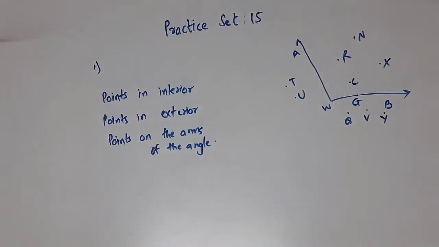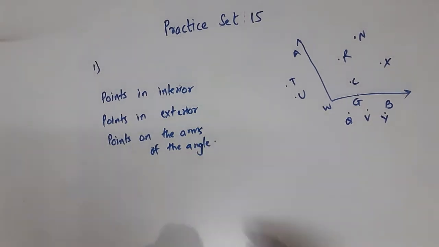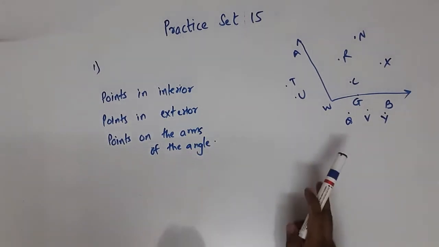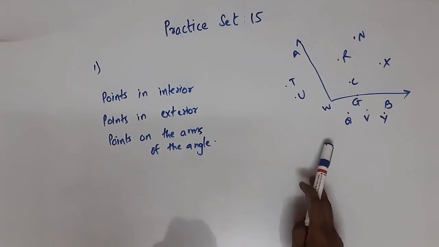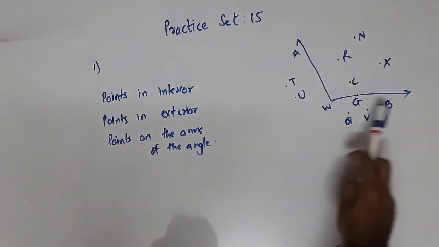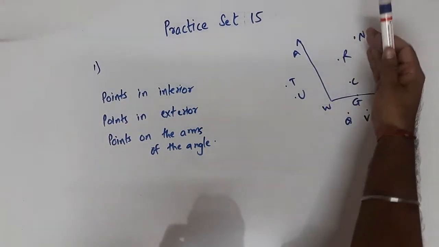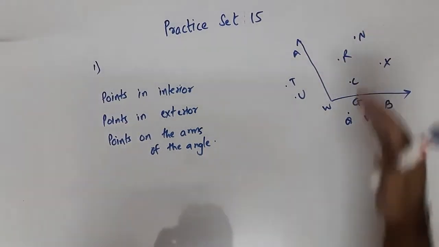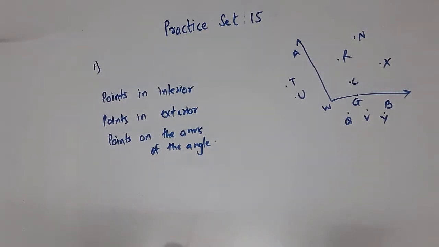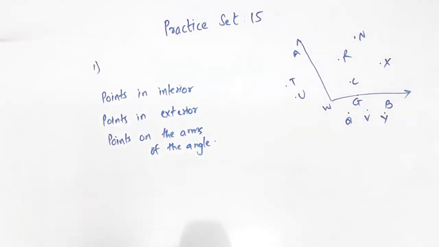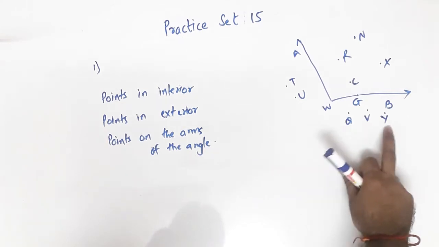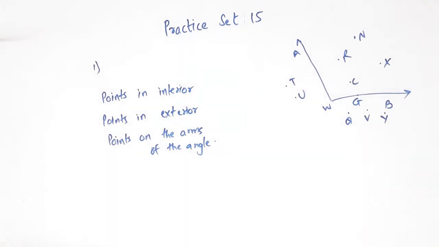Hello everyone. So students of standard 7th, we are here with practice set 15, and the first question says that you can see an angle here. Some points are in the interior of the angle. This is the interior portion of the angle. Okay. And some points are in the exterior of this angle.